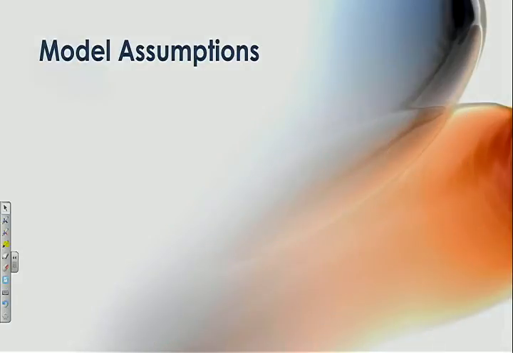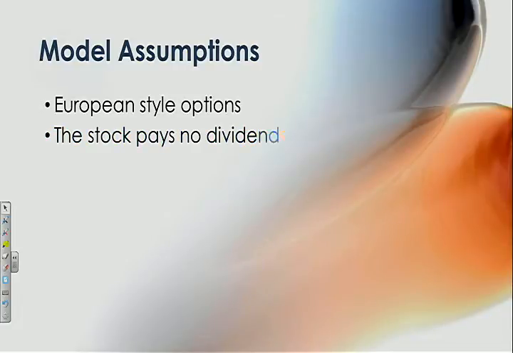In order to come up with this model, there were many assumptions that they had to make. The first one is a European style option instead of an American style option. A European style option can only be exercised at the expiration date, unlike the American style option, which can be exercised before the expiration date. The second assumption is that the stock pays no dividend.